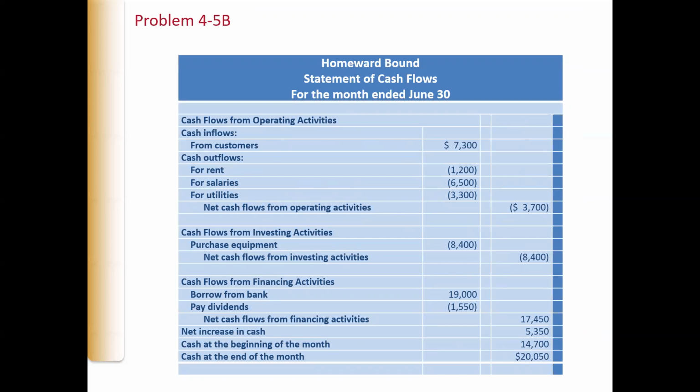So we would show our inflows from customers, our outflows for operating activities, which would be rent, salaries, and utilities. Our investing is just the purchase of equipment. Our financing would be borrowing from the bank and paying dividends.